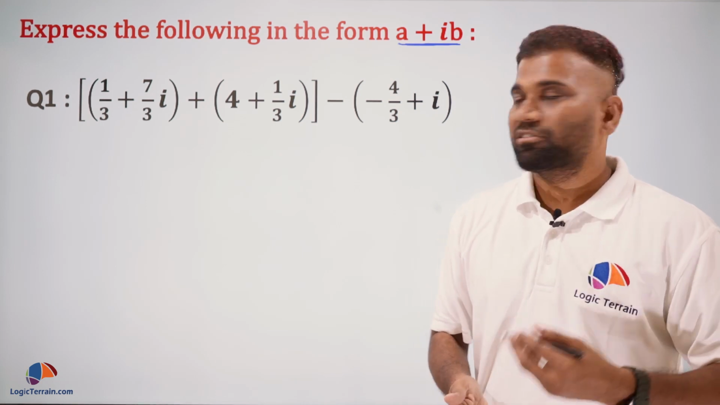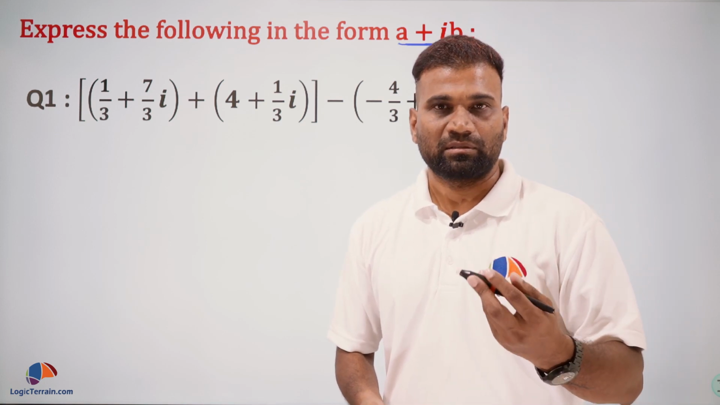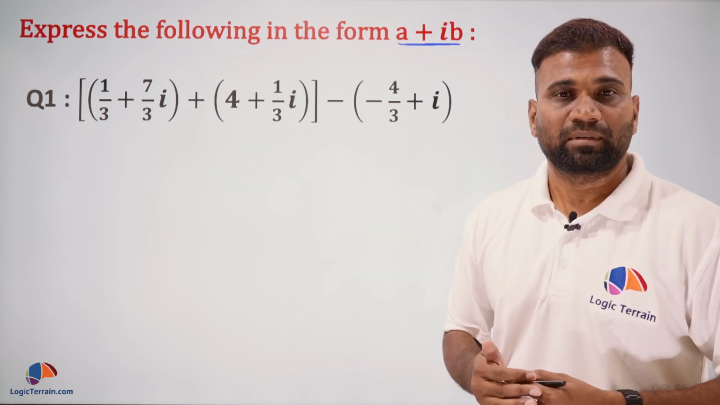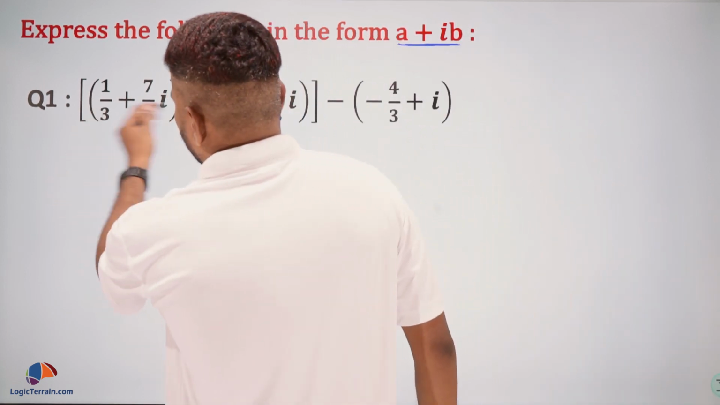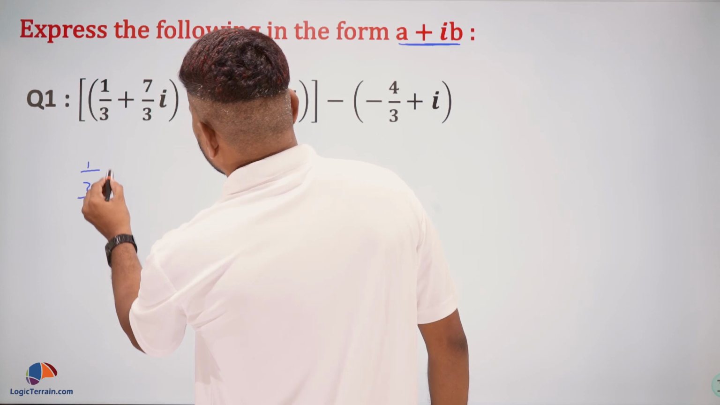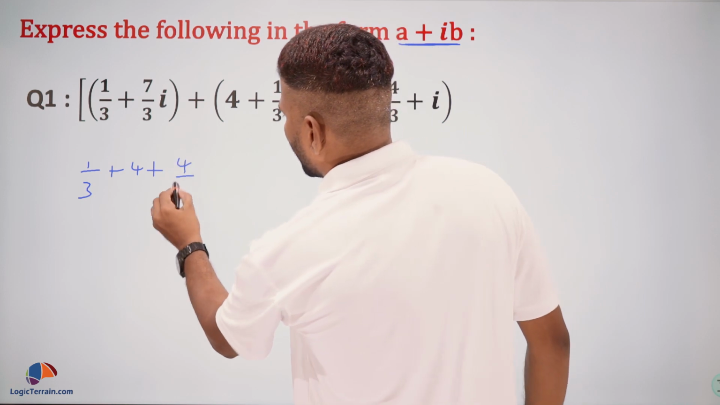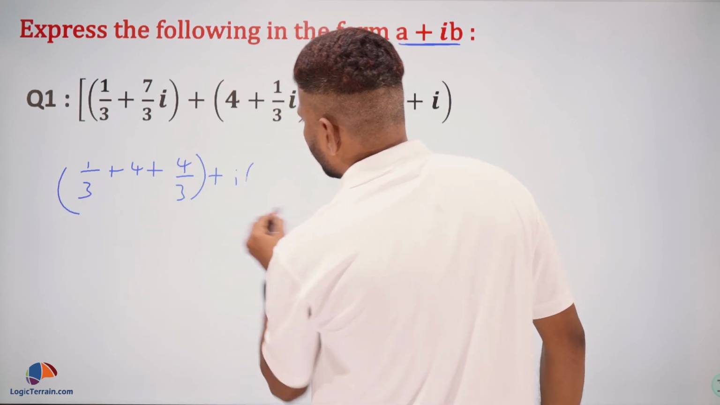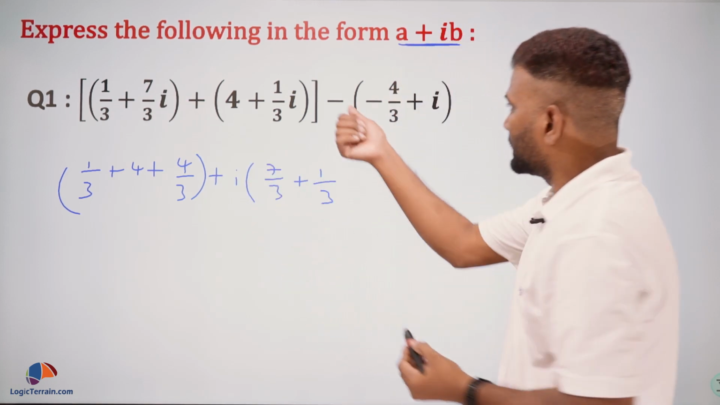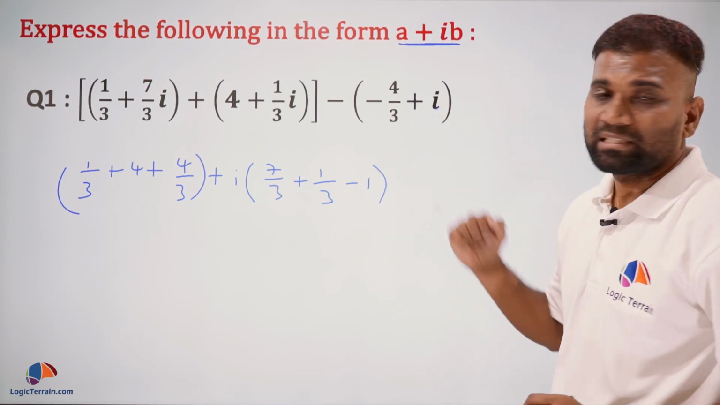That is one way. Another way, straight away by using the addition and subtraction rules of complex numbers, we can simplify this. So I am using the second method. Here first I am adding all real parts of the complex numbers, that is 1 upon 3 plus 4 plus negative into negative positive 4 upon 3, plus i of imaginary parts, that is 7 upon 3 plus 1 upon 3, negative into positive negative, that is 1. Here the i coefficient is 1.